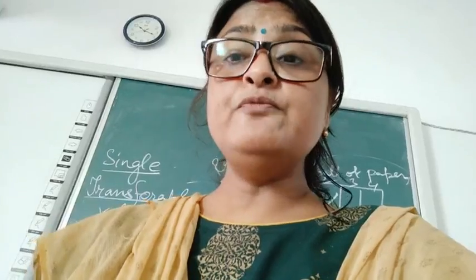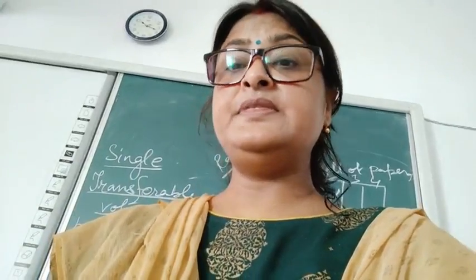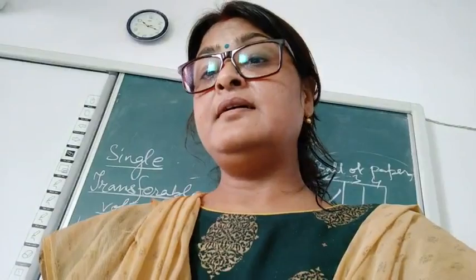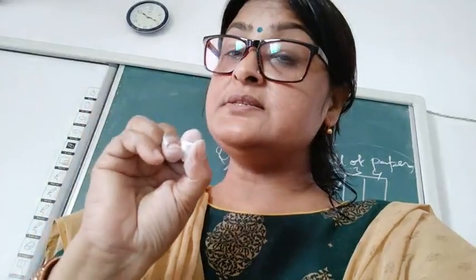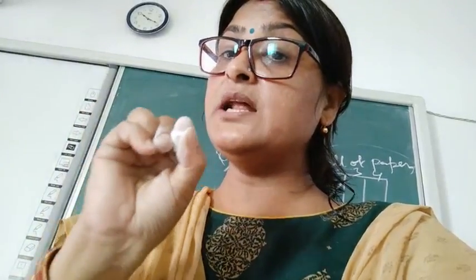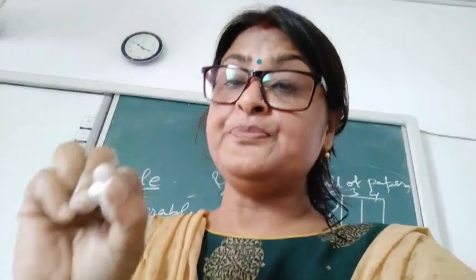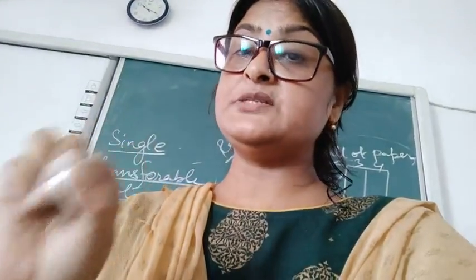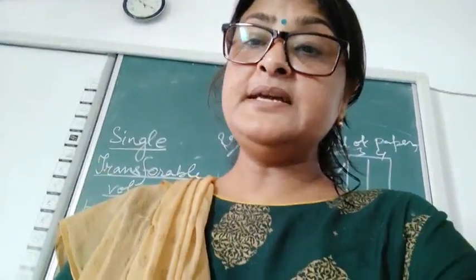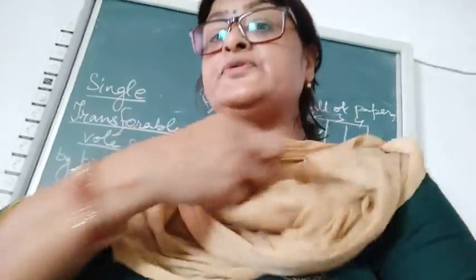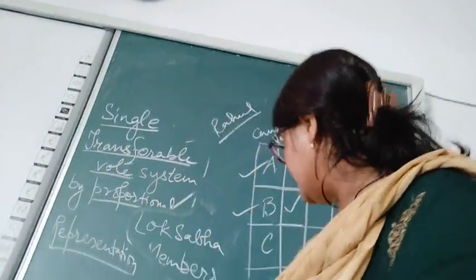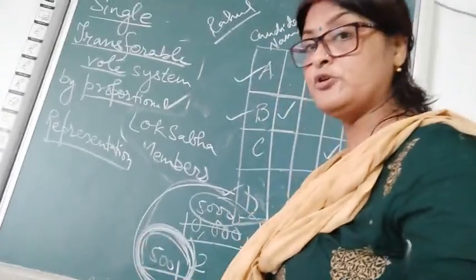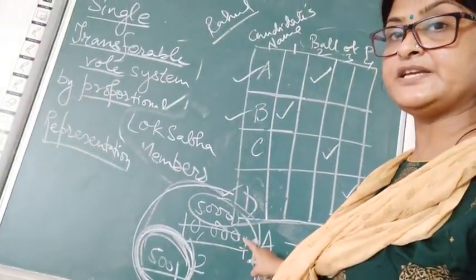The members whom we are choosing, they are electing the president. So what is quota? Total number of valid votes divided by 2 plus 1. So what is the method here? Single transferable vote system by proportional representation. This is only proportional representation.